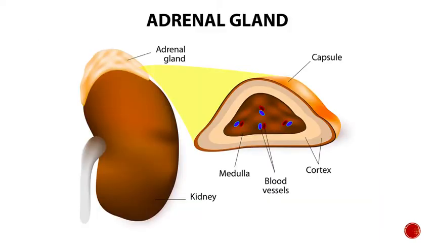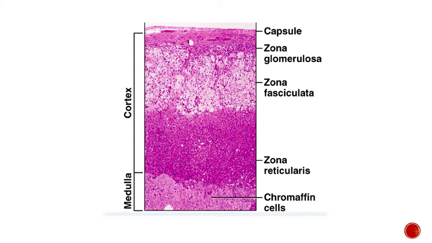Here's a picture of adrenal gland. So we can see a capsule. Under it, we have cortex, which have three different zones as we mentioned above. Then there's medulla, and there are multiple blood vessels in the medulla. This is another picture where we can see histology of the capsule, zona glomerulosa, zona fasciculata, zona reticularis, and then chromaffin cells which are present in the medulla.